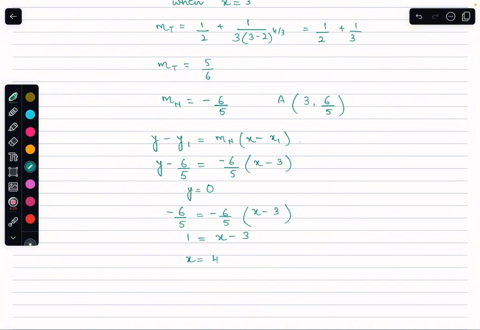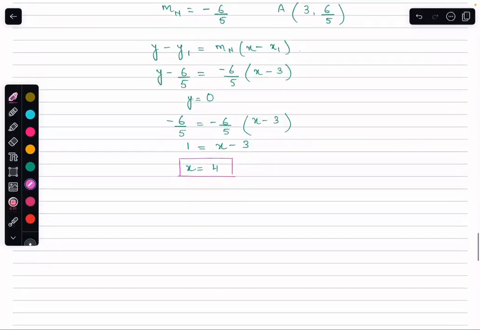So this is how this equation can be solved, and I can say that where it intersects the x-axis, the x coordinate here is 4, and B shall have the coordinates (4, 0).